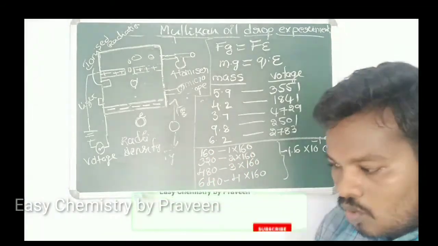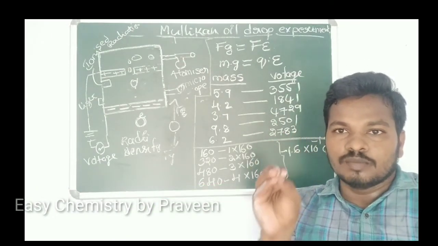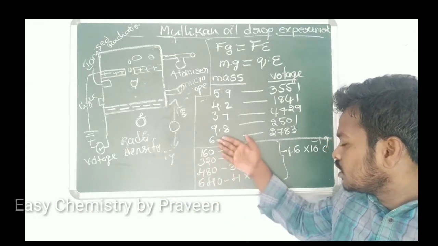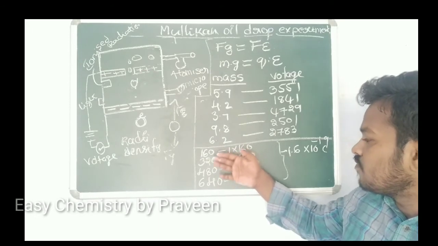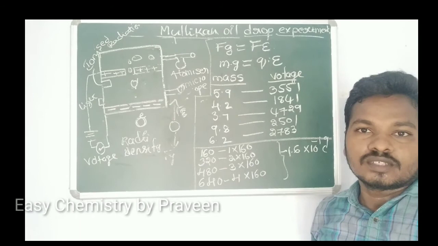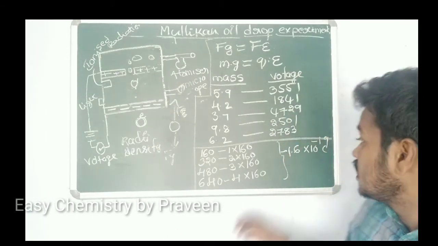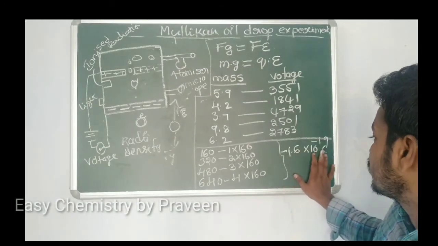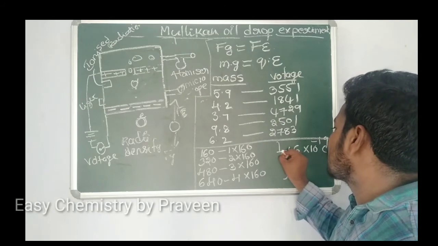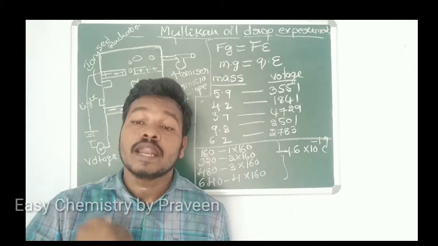So he thought that definitely some basic charge will be there. He observed that every value he got is a multiple of 160. These are zeptocoulombs. Later it is changed into coulombs, that is 1.6 into 10 to the power of minus 19 coulomb. He kept the negative sign, which is not a negative value as such; it indicates that the electron has a negative charge.